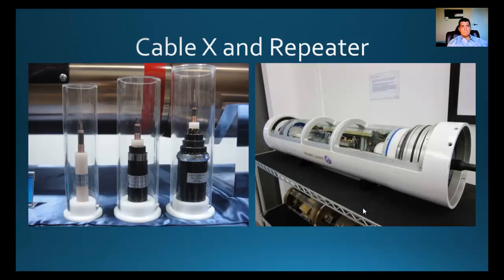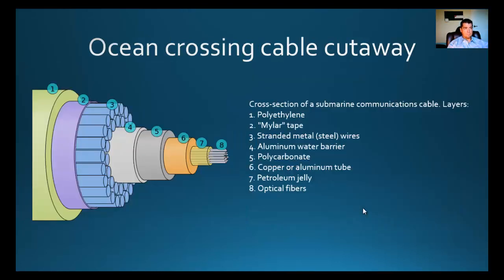The picture you see on the left is one of the pieces of cable chopped up to give you a cross-cut section, so you can see how the cable is built. We'll get into that in the next slide. On the right is an interesting device called a repeater. After every few hundred kilometers they have to install one of these, because if not, the signal will degrade. It converts the light into electricity, amplifies it, converts it back to light and sends it out the other end.